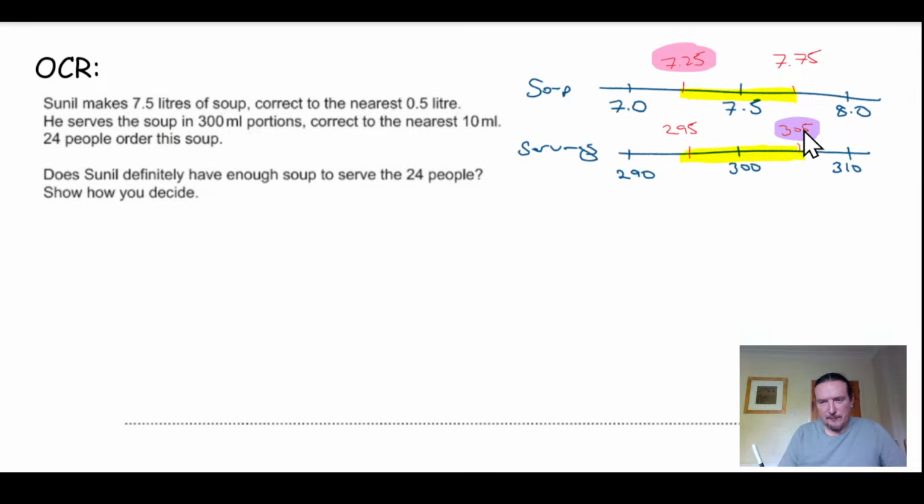Now, if you find it difficult to figure this out, then you can just do every single combination. You can do lowest with lowest, lowest with highest, highest with lowest, highest with highest, and that'll give you 4 different numbers, and then you can pick which one it is.